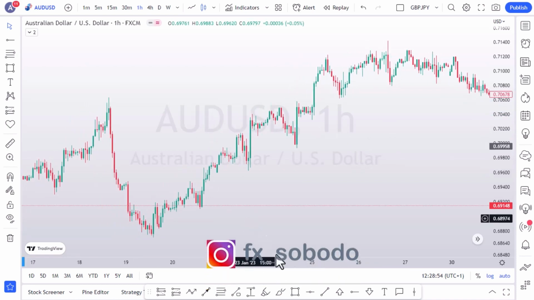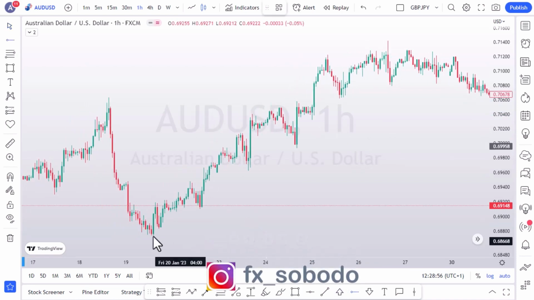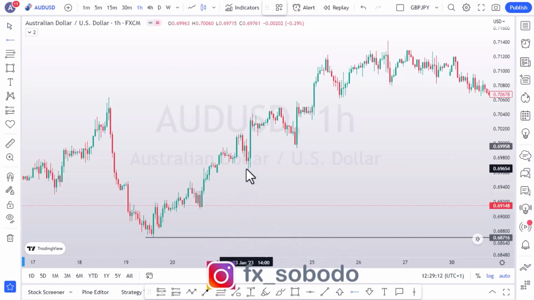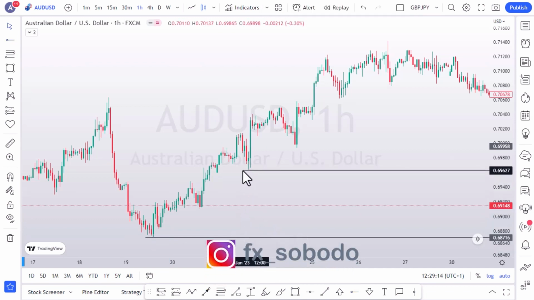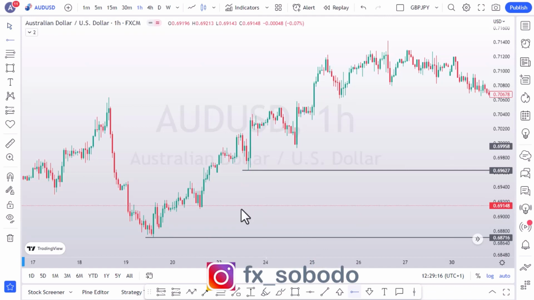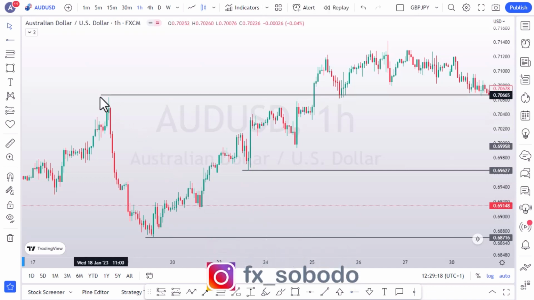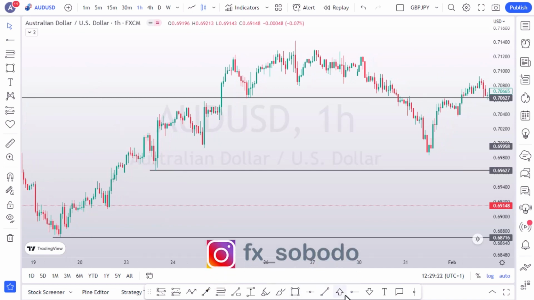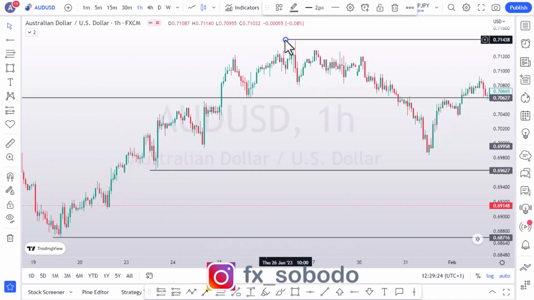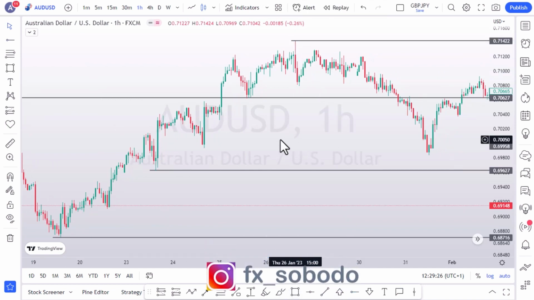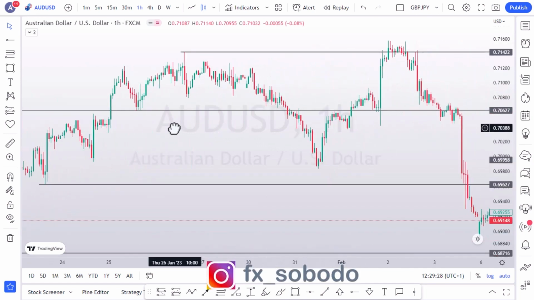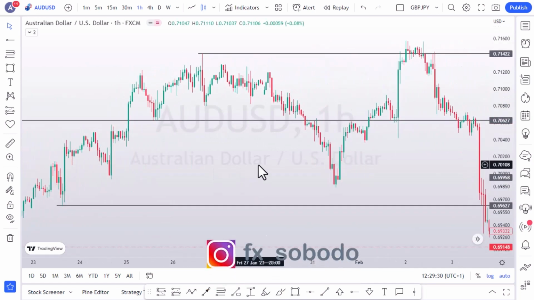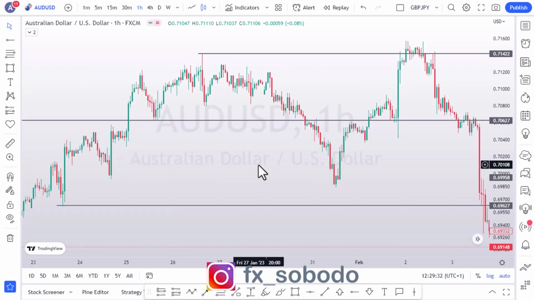For example, support, resistance. Okay, so basically, this is how I draw my support and resistance.